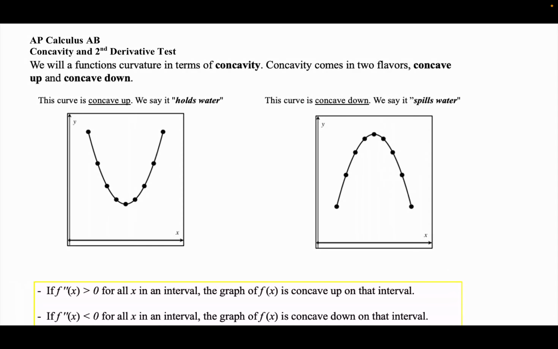So today with concavity, there are two types. Concave up holds water, so think of a cup. If you cup your hand to hold something, that's concave up. It's got that little dip in it, right? Concave down is the opposite. It spills water. So anything that's curved this way is concave down, and anything that's curved this way is concave up. That's the way to look at the picture, okay?